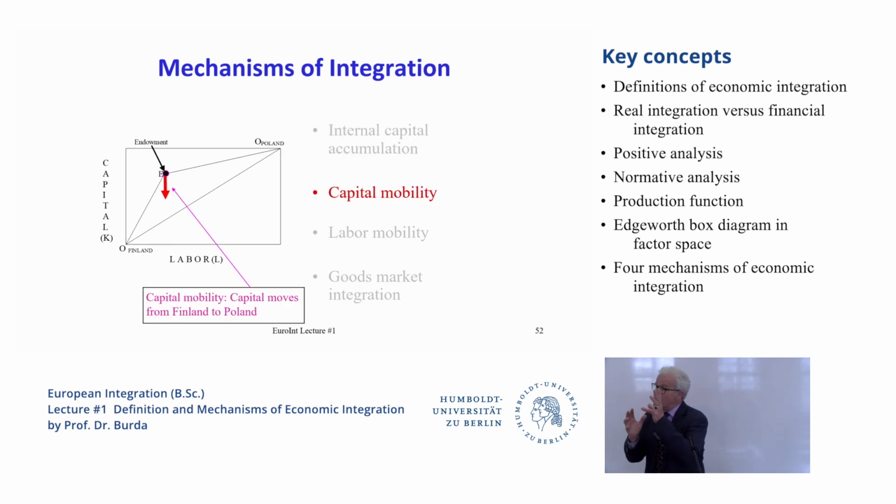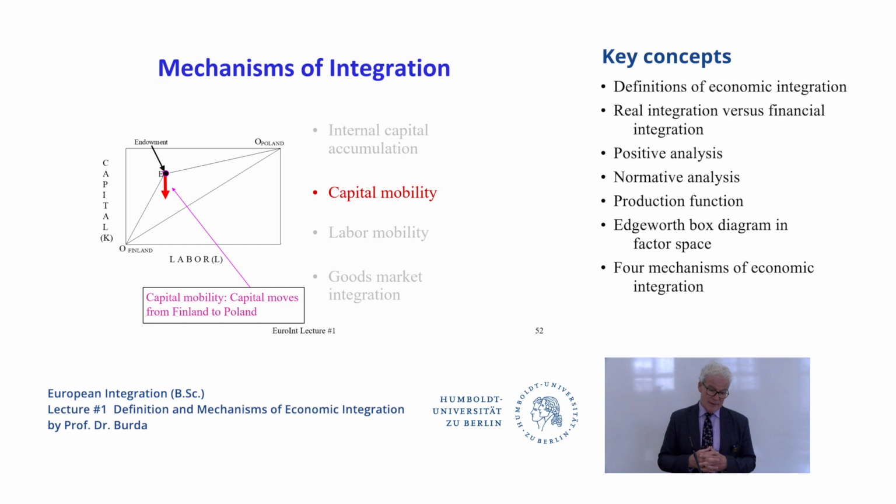Okay, so we can actually move resources within the Edgeworth box. And that's probably what we're going to focus on for the next couple of lectures. So we could have capital mobility. The arrow indicates the Finns move some of their equipment, some of their machines, some of their trucks, cars, whatever that are used for production, train cars, factories. I've seen factories moved. It is possible.